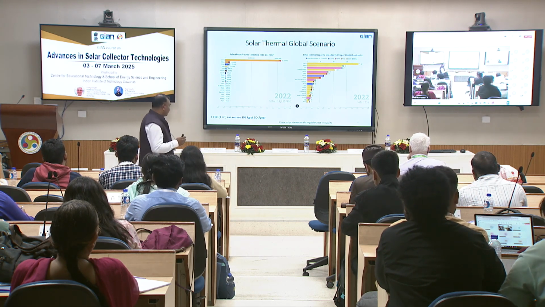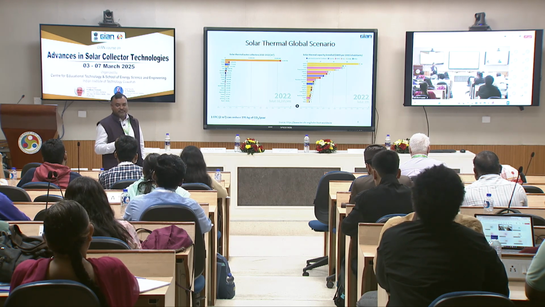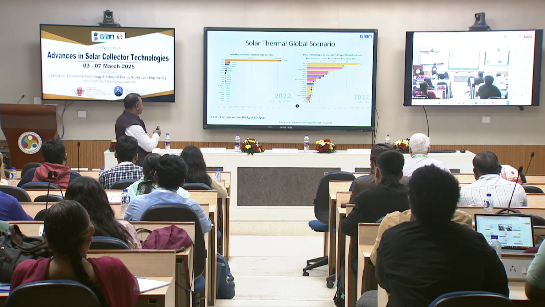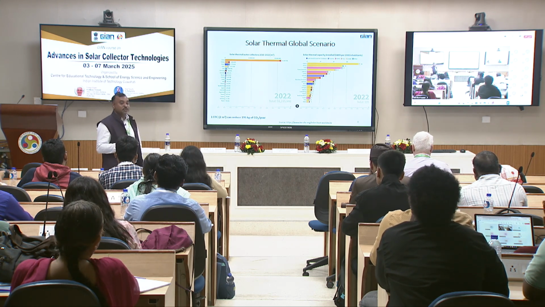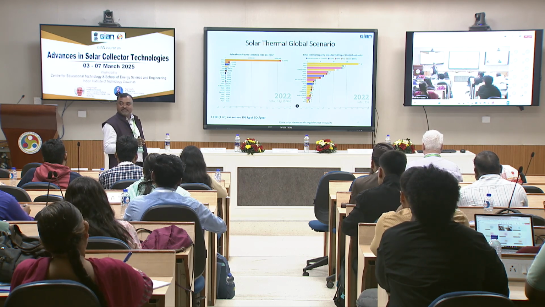And also you must know one thing: if you install a flat plate collector of area 2 square meter, you can actually reduce 195 kilogram of carbon dioxide per year. That's quite interesting.